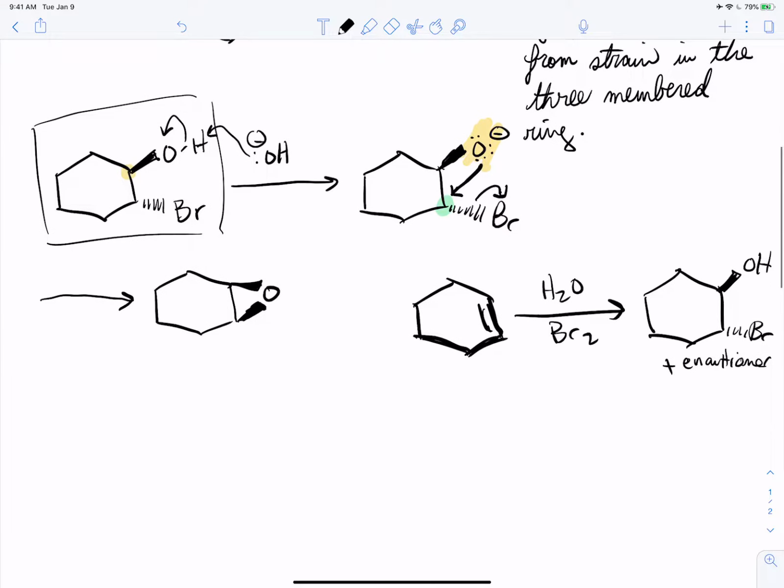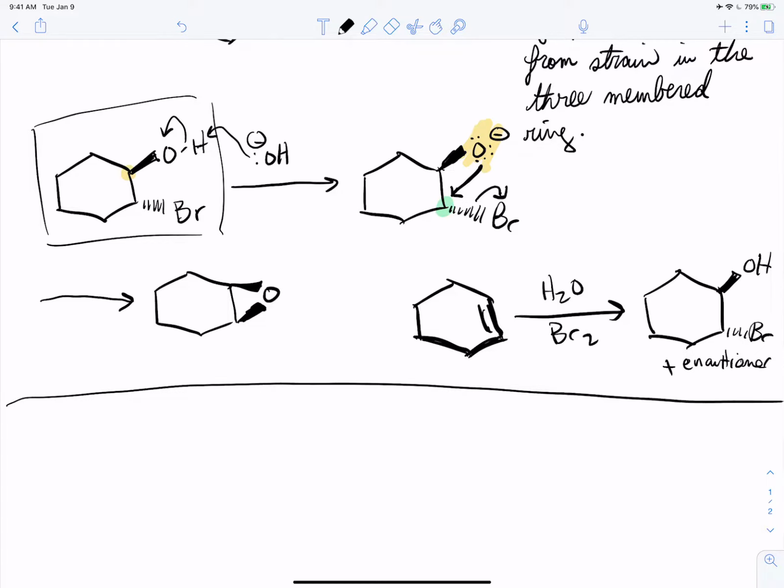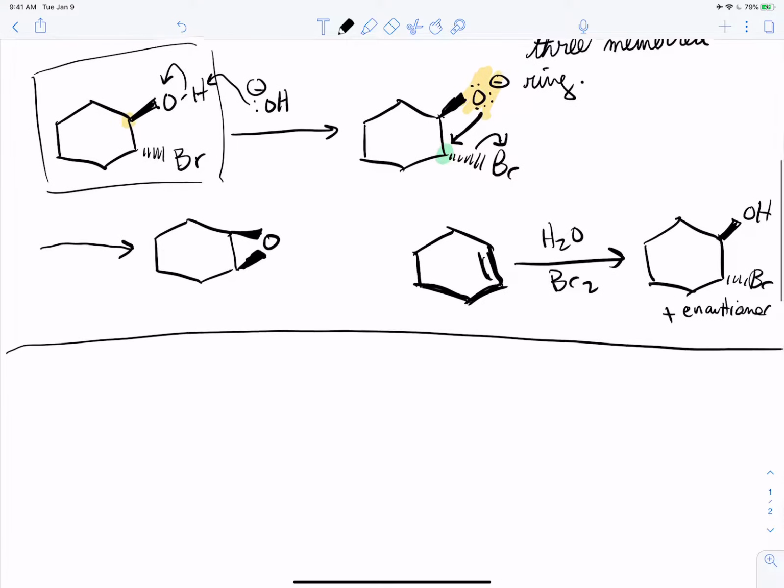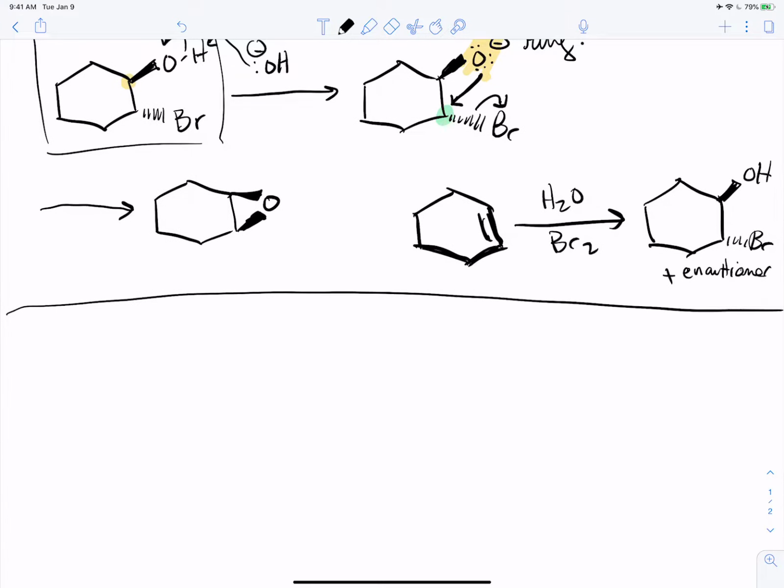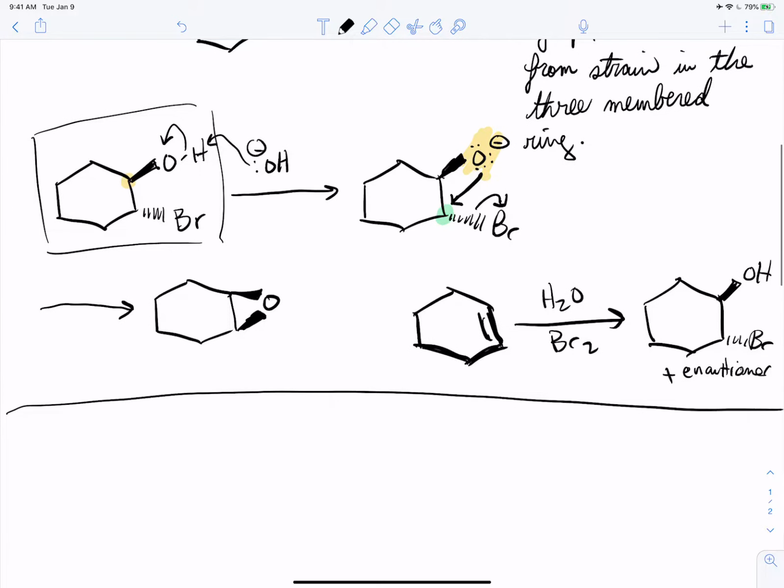But I would say overwhelmingly, at least in the lab, the way that we make epoxides is to use the first strategy, which is using MCPBA. For obvious reasons, it's one step. It gives good yields. This other method is a little bit trickier. So yeah, this step is SN2.